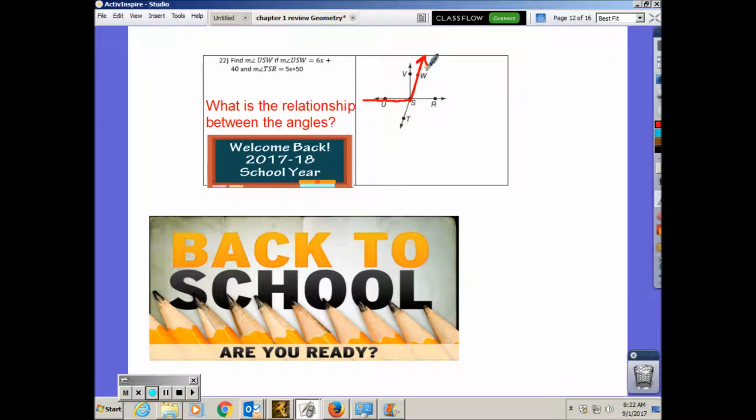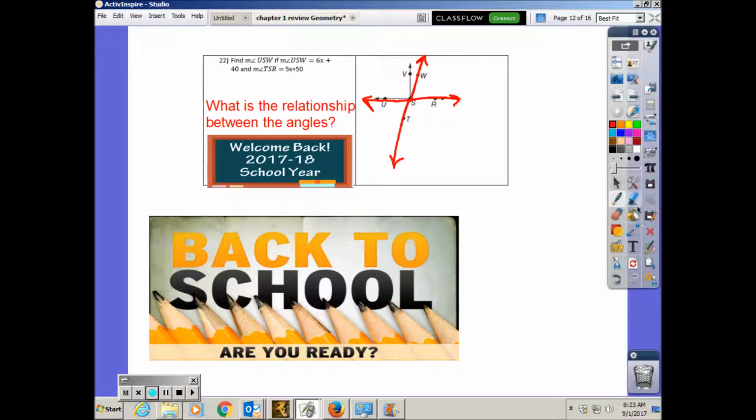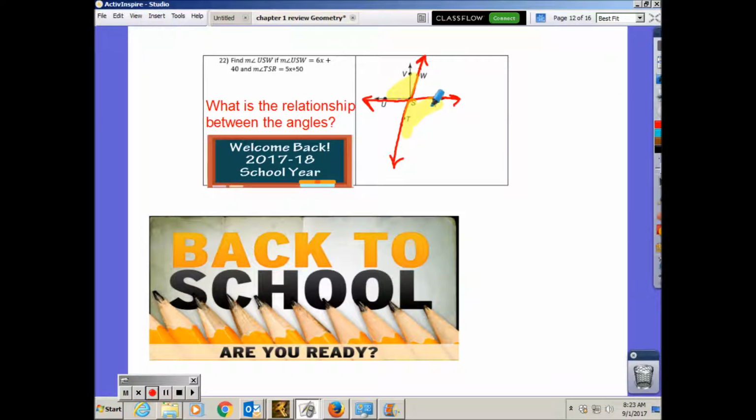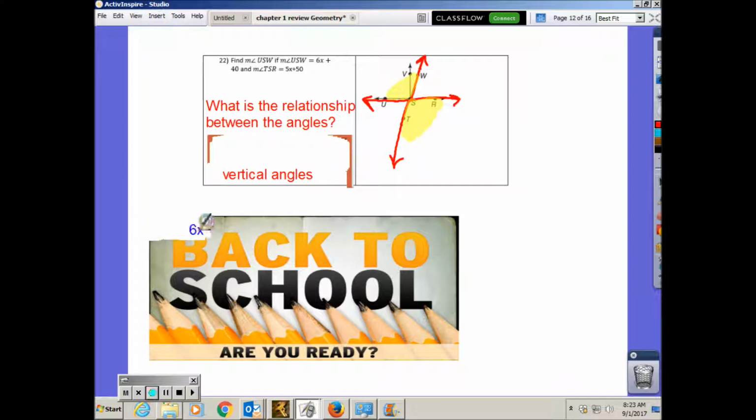So let's even figure out what angles we have here. I have angle USW, and I have angle TSR. And when I draw that, hopefully you see I have lines that intersect, that make an X. So I have vertical angles. And vertical angles are what? They're congruent to each other. So that means that 6x plus 40 is going to equal 5x plus 50.